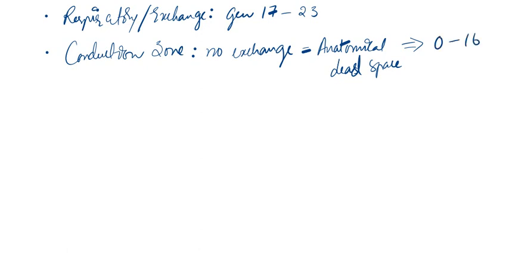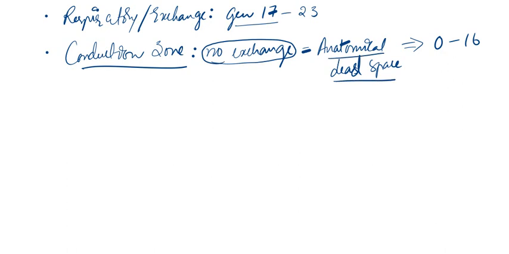The respiratory exchange takes place from generation 17. So the generations present before the 17th, that is 0 to 16, are obviously only the conduction zone, the storage zone, where no exchange takes place, otherwise determined as anatomical dead space. Now what is the volume of anatomical dead space? It is 150 ml. Remember, the total anatomical dead space volume is 150 ml.